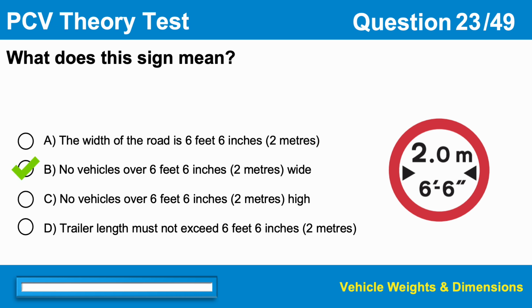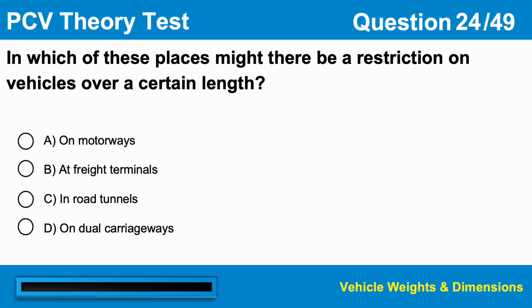The correct answer is B. You must always be aware of the size of your vehicle. Look out for road signs that show a width restriction. There should be an indication of this at the entrance to the road. Don't get into a situation where you have to reverse out of a narrow road because you haven't seen a sign.